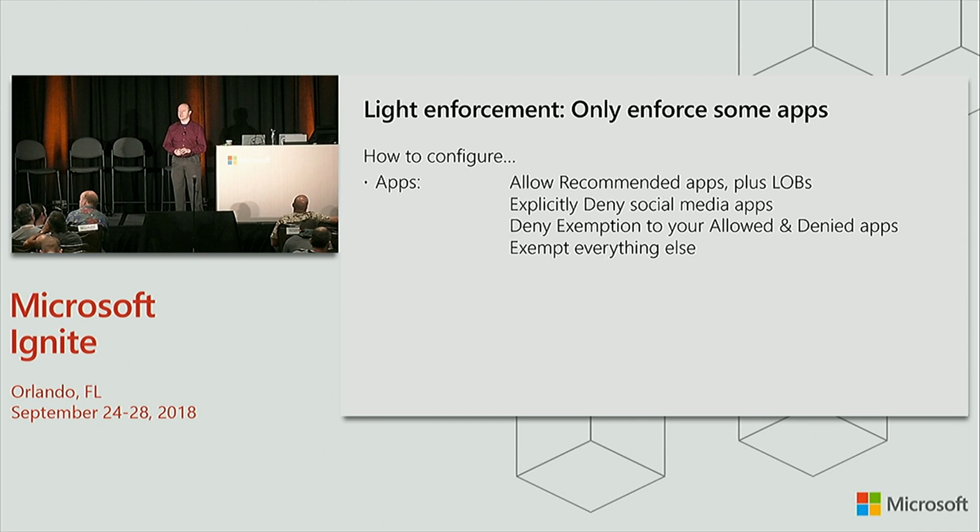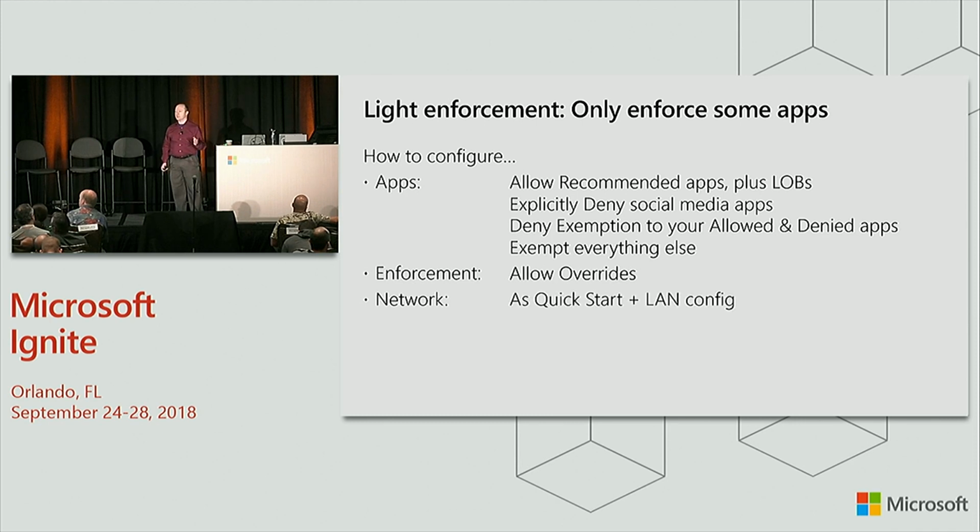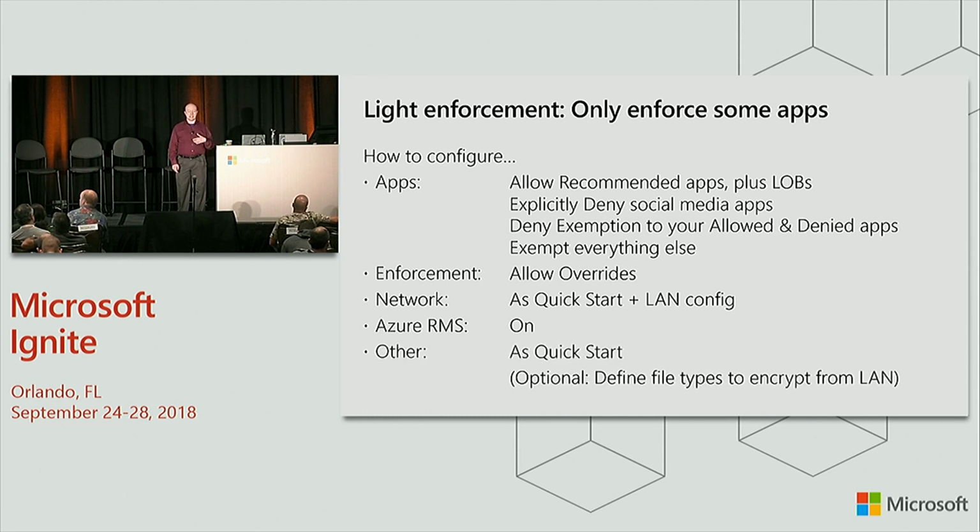I have a couple customers that do this. So they get that good experience, and they don't have to worry about app compat for the universe of applications they don't know about, and they're still getting the benefits of the copy-paste restrictions for Office, et cetera, et cetera, et cetera. You can do an allow overrides. So if you're going that, there's the baby bear, this is the mama bear. For network, you take it as the quick start and then add your LAN configuration as I showed you. Turn on Azure RMS, and then again as the quick start for the rest of it.